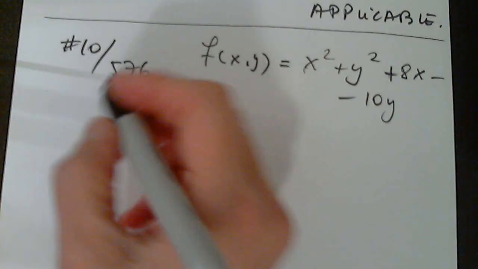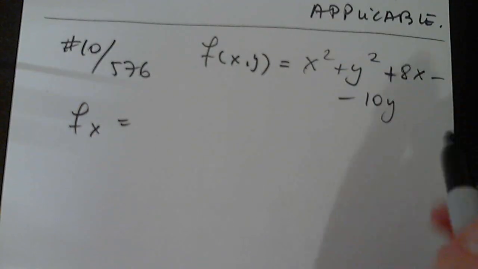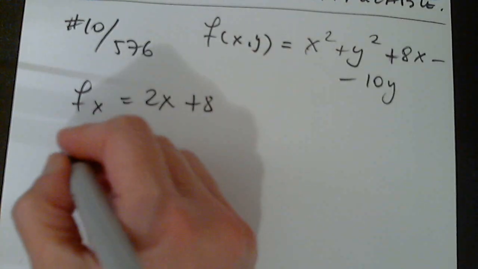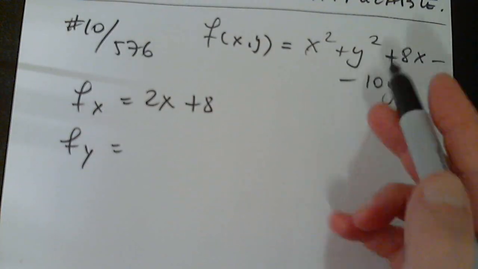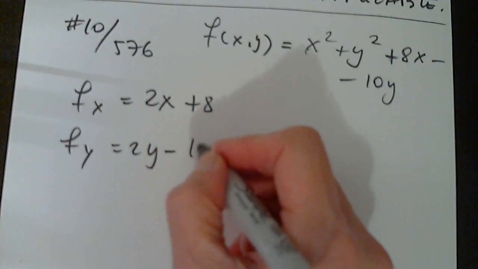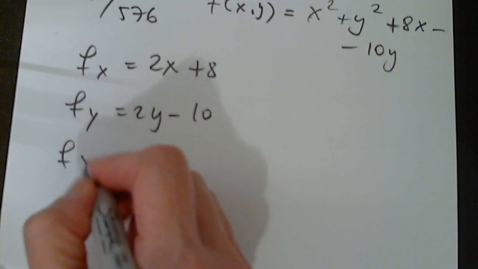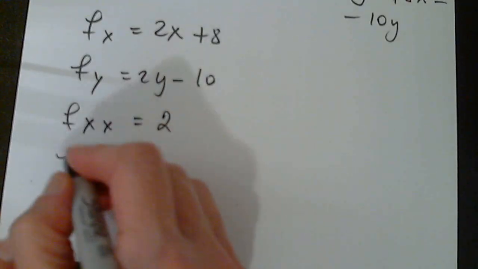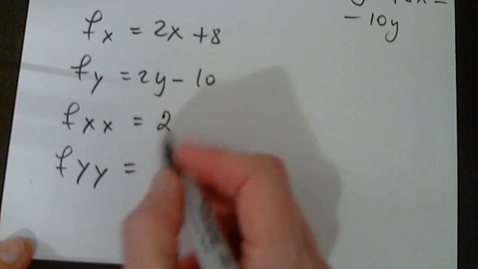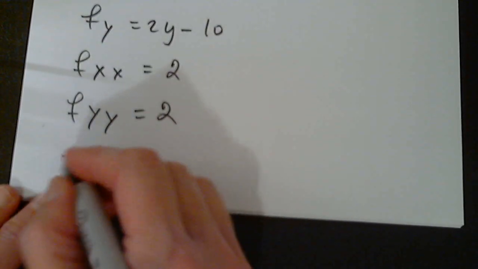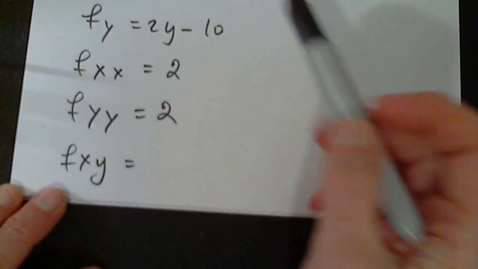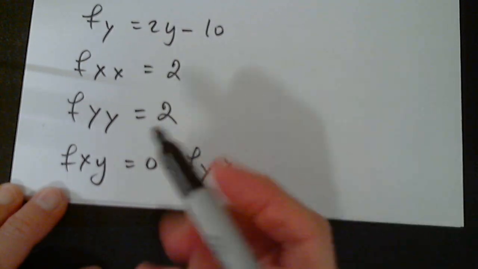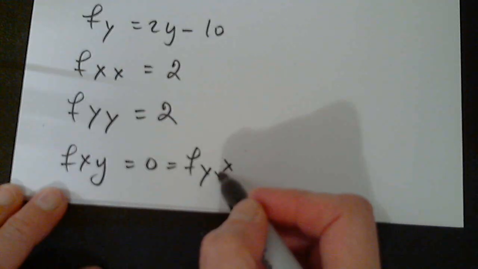Okay, so let's find fx. fx is 2x plus 8. Let's find fy. fy is 2y minus 10. Let's also find fxx, which is 2. Let's also find fyy, which is 2. Let's also find fxy, which is 0, which is equal to fyx, because in fy there is no x.